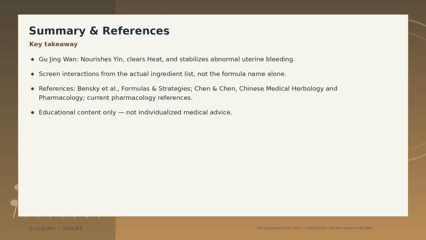In summary, Gu Jing Wan is best understood as a pattern-based prescription whose action is to nourish yin, clear heat, and stabilize abnormal uterine bleeding. The key safety principle is targeted interaction screening plus objective monitoring when risk is plausible.